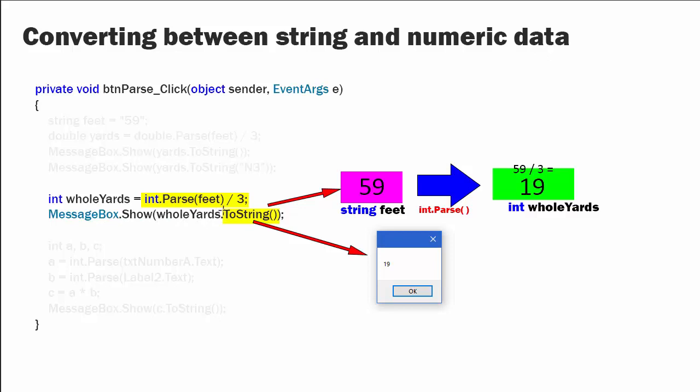Then I want to display that in my message box. In this case, whole yards is an integer value, but still a numeric, and I want to convert that to a string, and I do that using .ToString again. Remember, put the parentheses after that. There are 2 sets of parentheses. There's an outer left and an outer right, and then an inner left and an inner right. For every left paren, you must have a right paren.